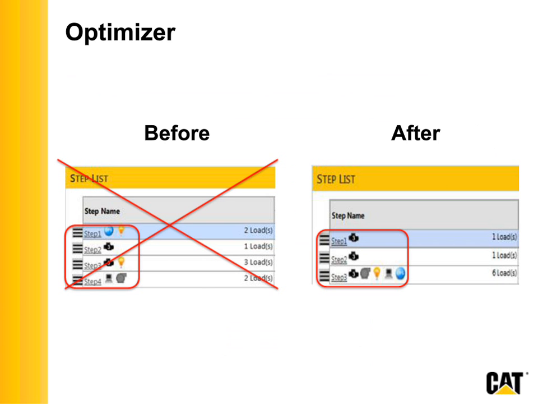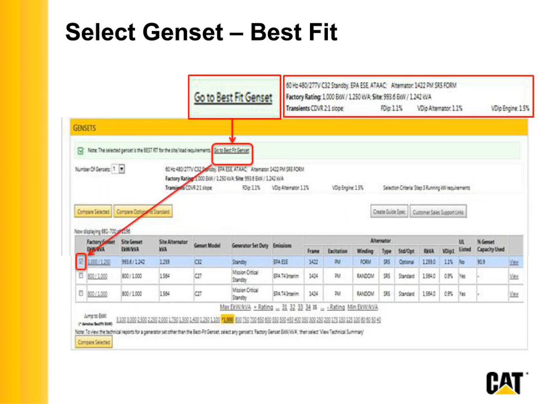Okay, now you can always back out of that. You don't have to accept that, but you can. You can accept that optimization of your genset.